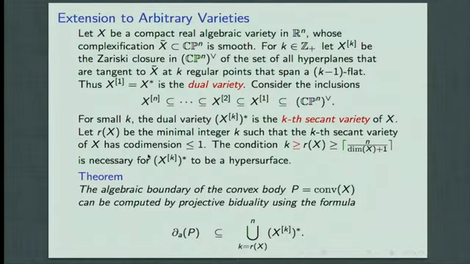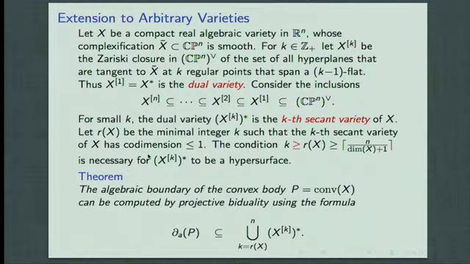The algebraic boundary can be computed by projective biduality by the following formula. This algebraic hypersurface is contained in this algebraic hypersurface. It's the union over all k of X^K dual. I would like to have an equality here, but I can't get that. That's the best I can do with purely algebraic methods.